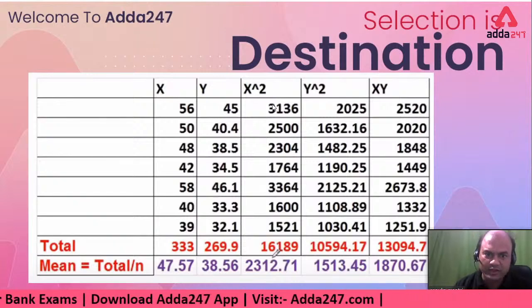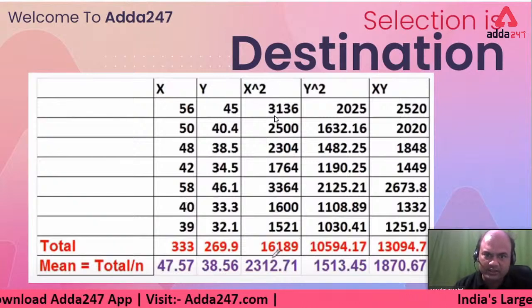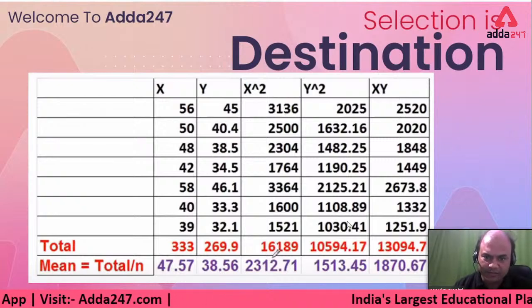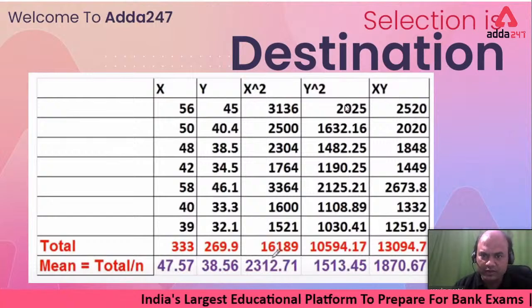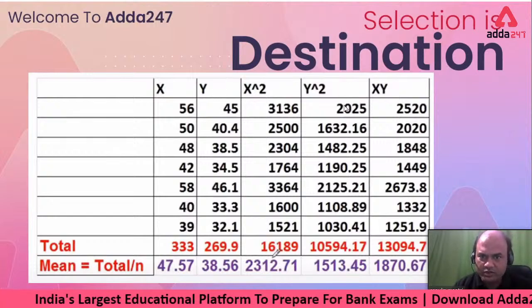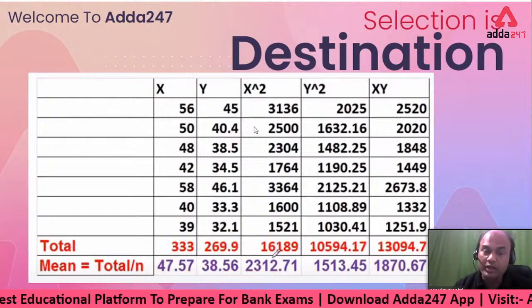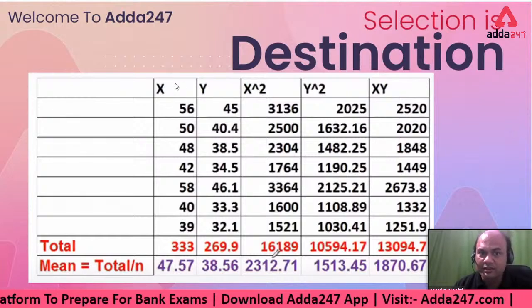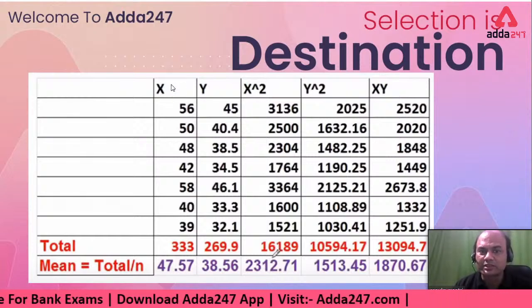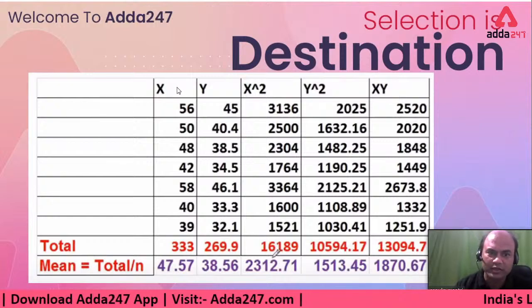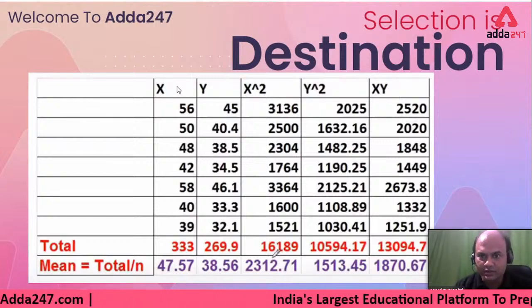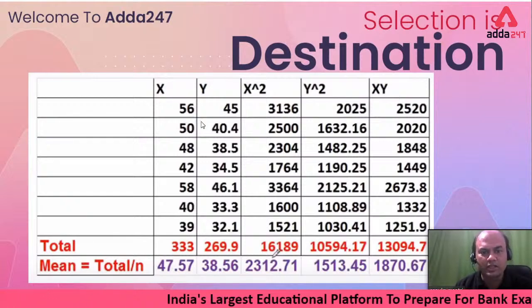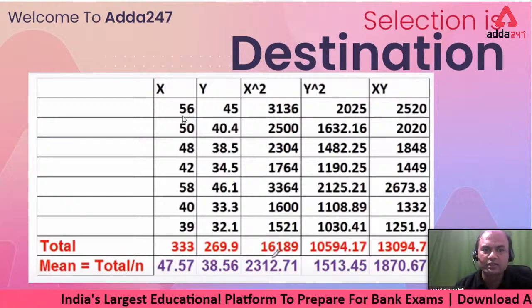Here, I found the x square of all x's, then added them. Similarly, for this y square, the total is 10594. Yesterday I told you that in x, if there is an odd number of elements or an even number of elements, you double it, but that is for time series only. It's not at all for correlation.